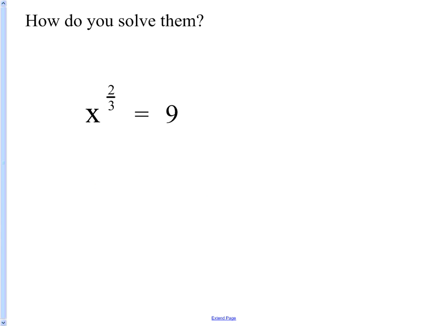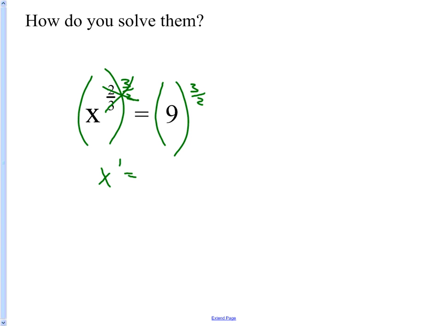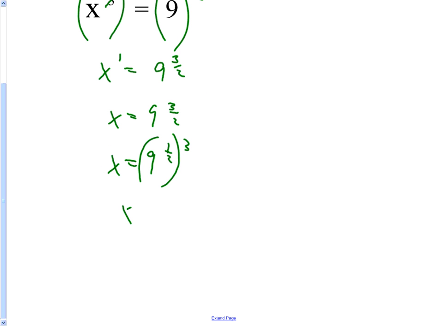So how do I get that 2/3 to change to a 1? You put it to the 3/2. That way, these cancel, and they end up being a 1. X to the 1 equals 9 to the 3/2. That's the same as x equals 9 to the 3/2. So that's x equals 9 to the 1/2 to the 3rd. See what I'm doing here? All the little skills I've taught you. I used enough lines there, but I simplified one thing at a time.